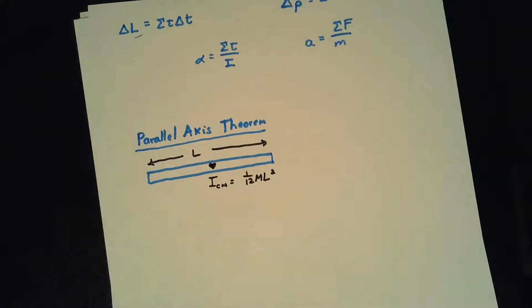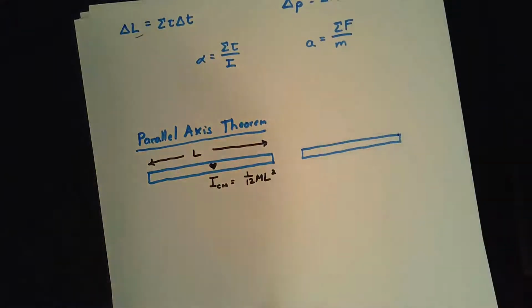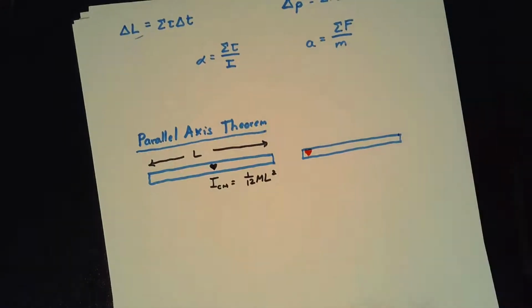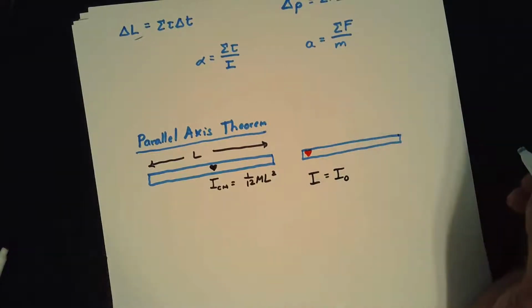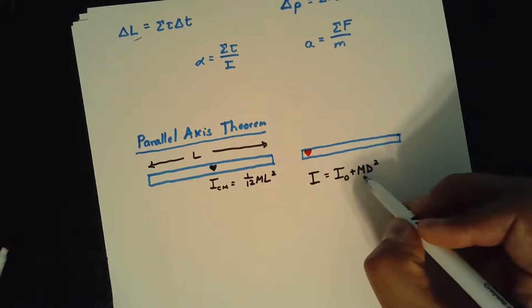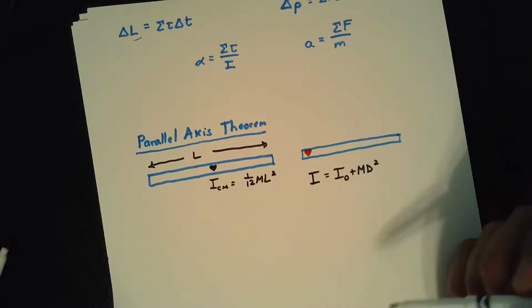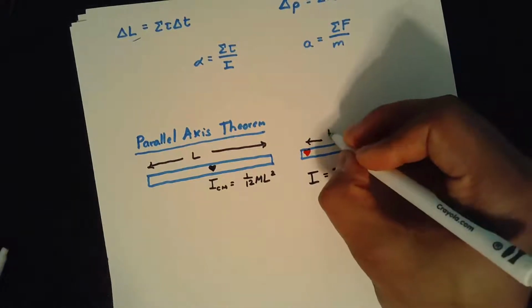Let's say I have a situation where the axis is not in the middle. Let's say I move the axis to the end. Instead of being in the center, I'm going to move it to this end. The question becomes, what is my new moment of inertia? Well, it is my original moment of inertia plus the mass of the object times the distance the axis moved, squared. In this case, I moved my axis L over 2.